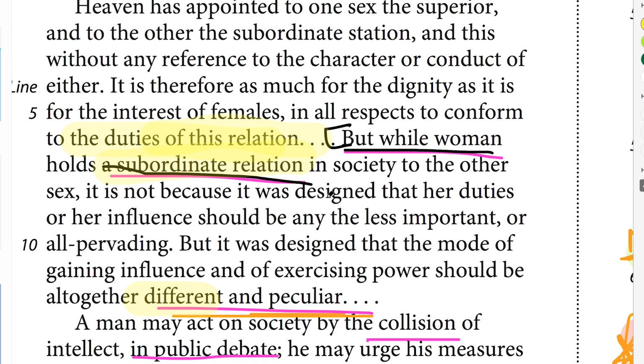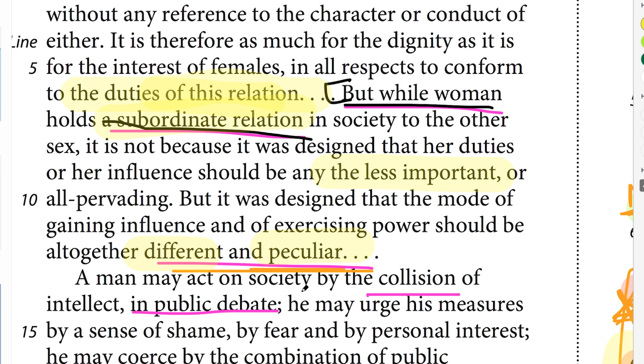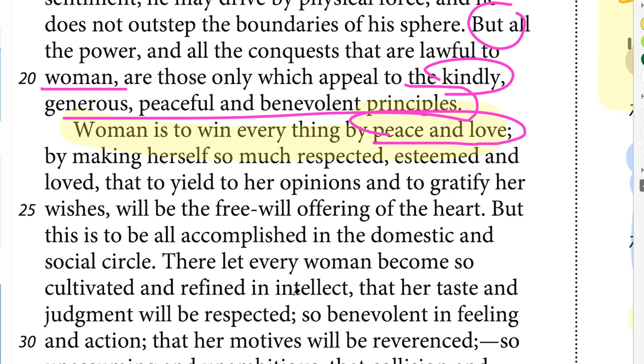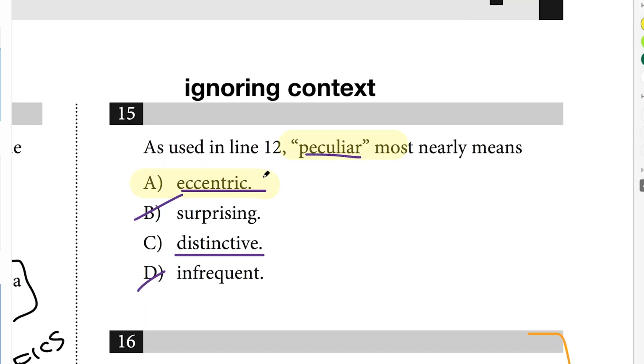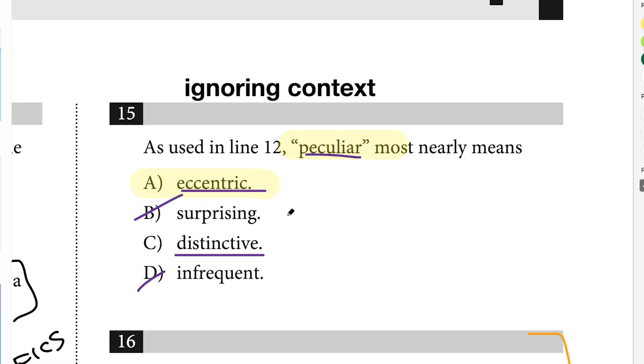Though they're subordinate, that's not because she is not important, but rather that she is supposed to have a different kind of tasks, so that she's supposed to do things that are different from what men do. So there's a sphere that is the women's sphere, and there's a sphere that is the men's sphere, right? And if I keep reading, I kind of get more of that idea. So guess what? Eccentric is not right, because eccentric means kind of oddball and weird. It's like that lady who wears a weird hat that looks like a flamingo, right? That's eccentric. This author is not saying that women are weirdos, which is what eccentric means.